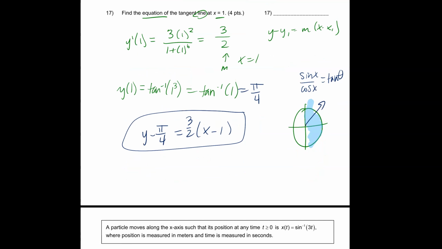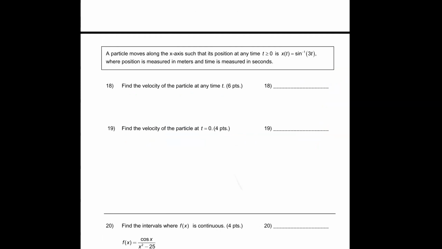Any questions over this one? Just read the problem. Am I looking for slope or am I wanting a line? I try to be clear. When I say find the slope, just find the slope. If I say find the equation of the line, you're looking for a line. Okay.